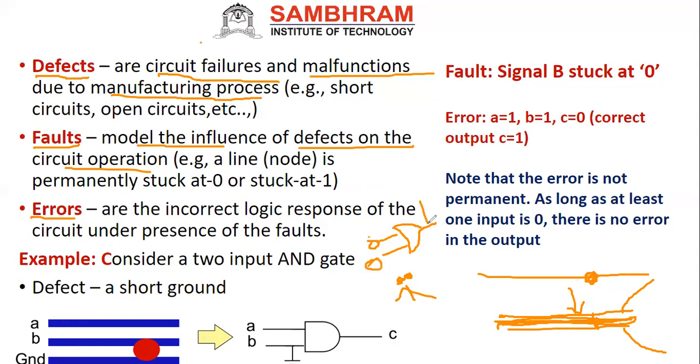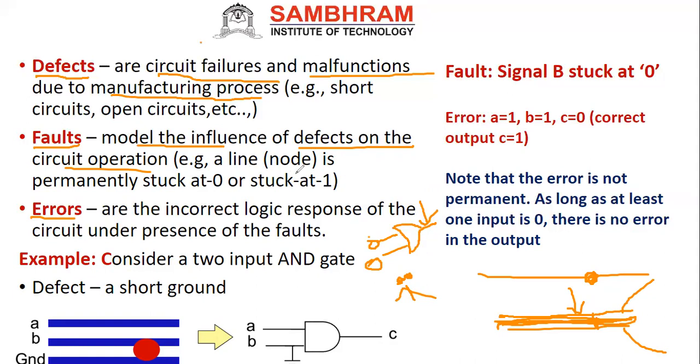Based on that, we need to observe the output here. Correct. So if it is not properly giving the output based on the truth table, if it is not matching the truth table, then I can say there is a fault in this circuit internally somewhere. That is the meaning of that.